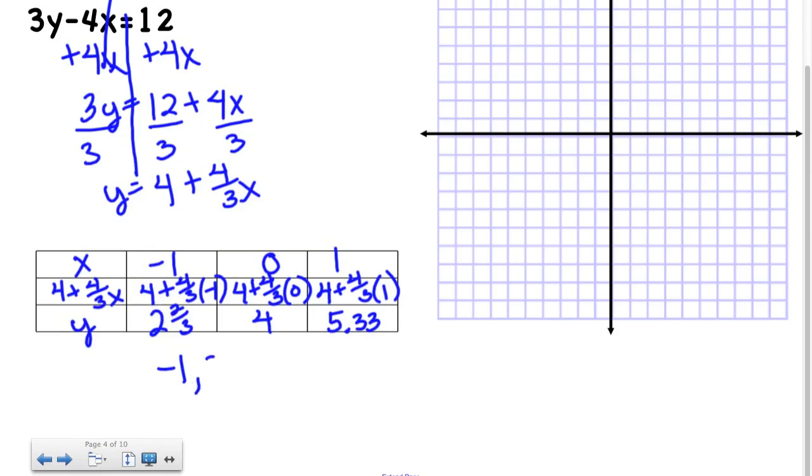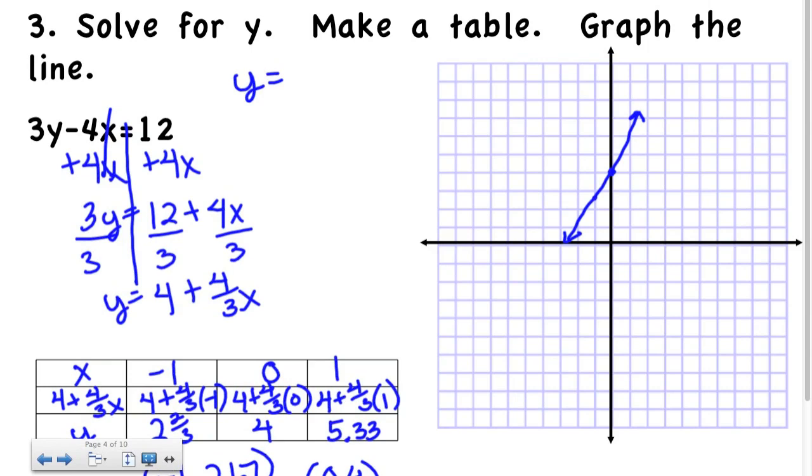So you have -1 and 2 2/3 is the first point, and then we'll do 0, 4 for the next one. So 0, 4. So -1 and 2 2/3 would be right about there. And 0, 4, 1, 2, 3, 4 would be right here. And your line would look like this. And that's how you do this one. So let's check, it says solve for y, we did that, make a table, and graph the line. So we can go on to the next one.